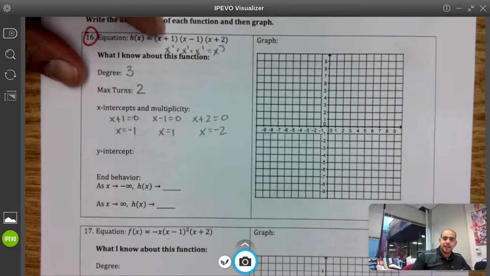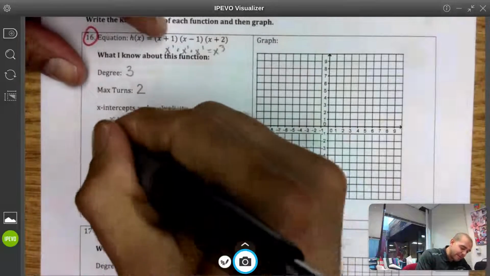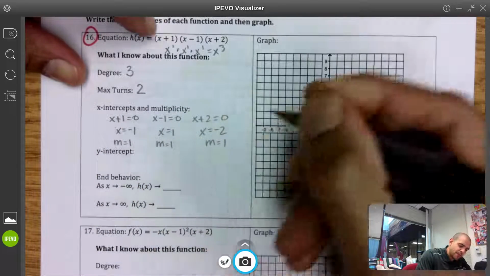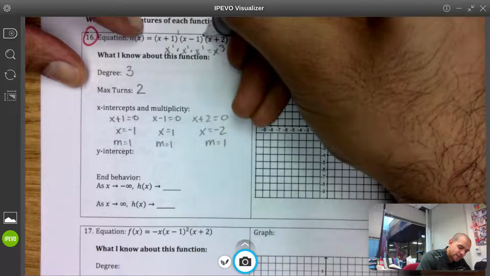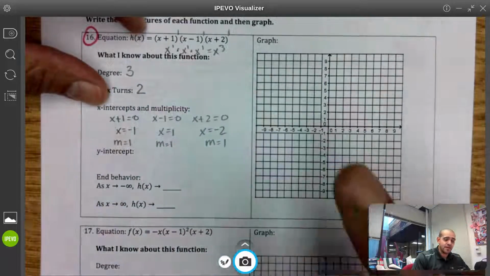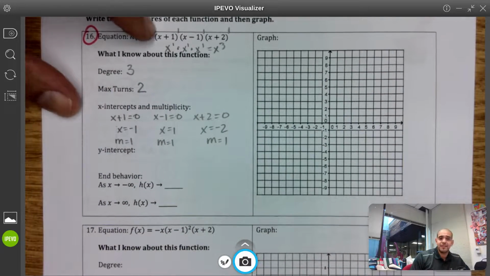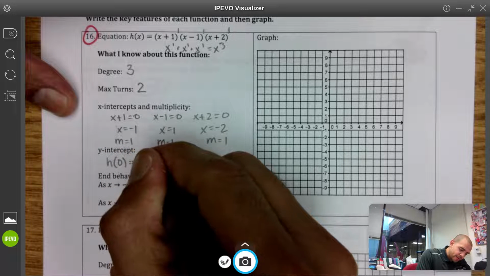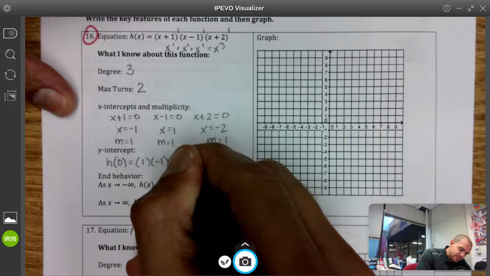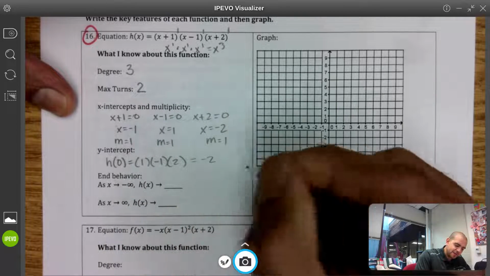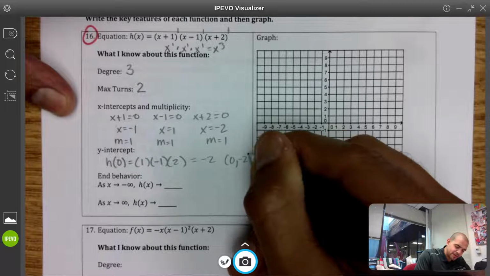What's my multiplicity? Meaning, is it going to cross? Is it going to wiggle? Is it going to bounce? I have a multiplicity of 1 here, multiplicity of 1, multiplicity of 1, because to the power 1, to the power 1, to the power 1. So that means they're all going to cross. To find your y-intercept, essentially just replace your x with 0. So what is h of 0? 1 times negative 1 times 2. So all I did was replace the x's with 0, and I have negative 2. So my y-intercept is 0, negative 2.